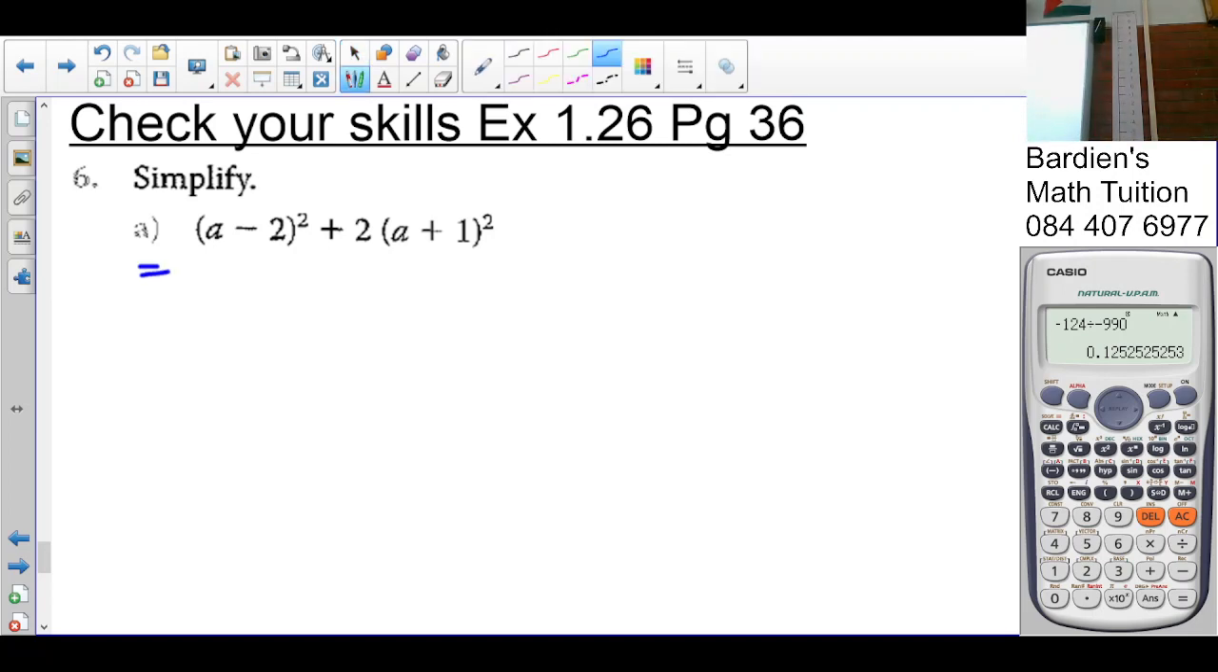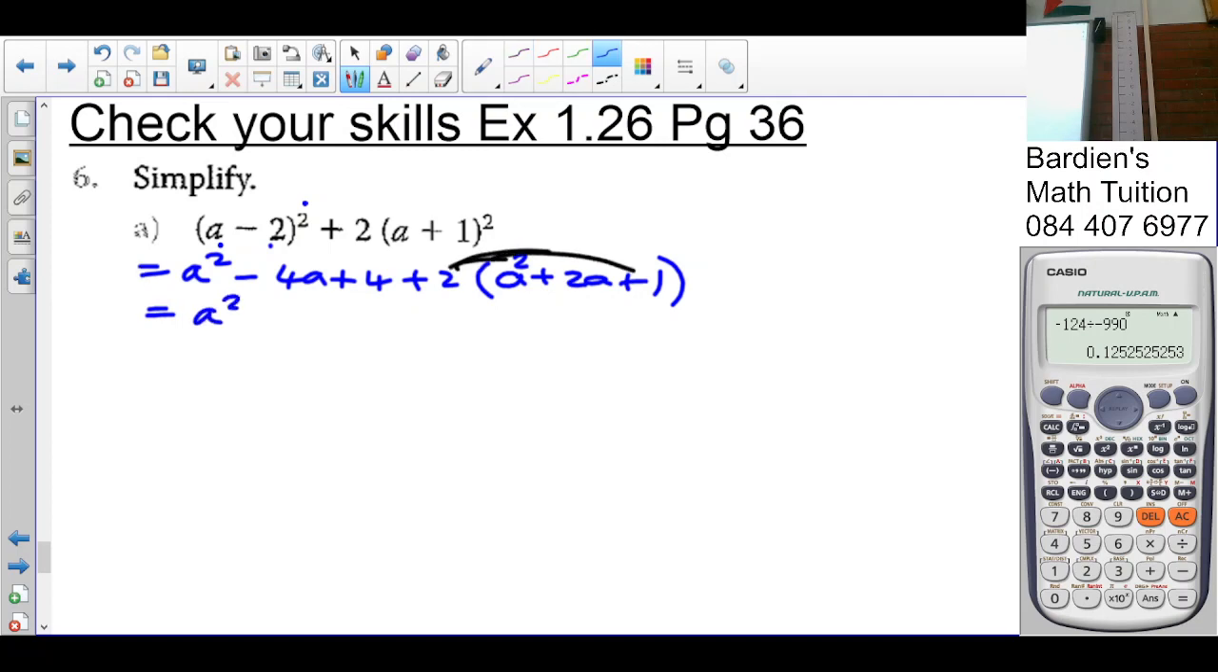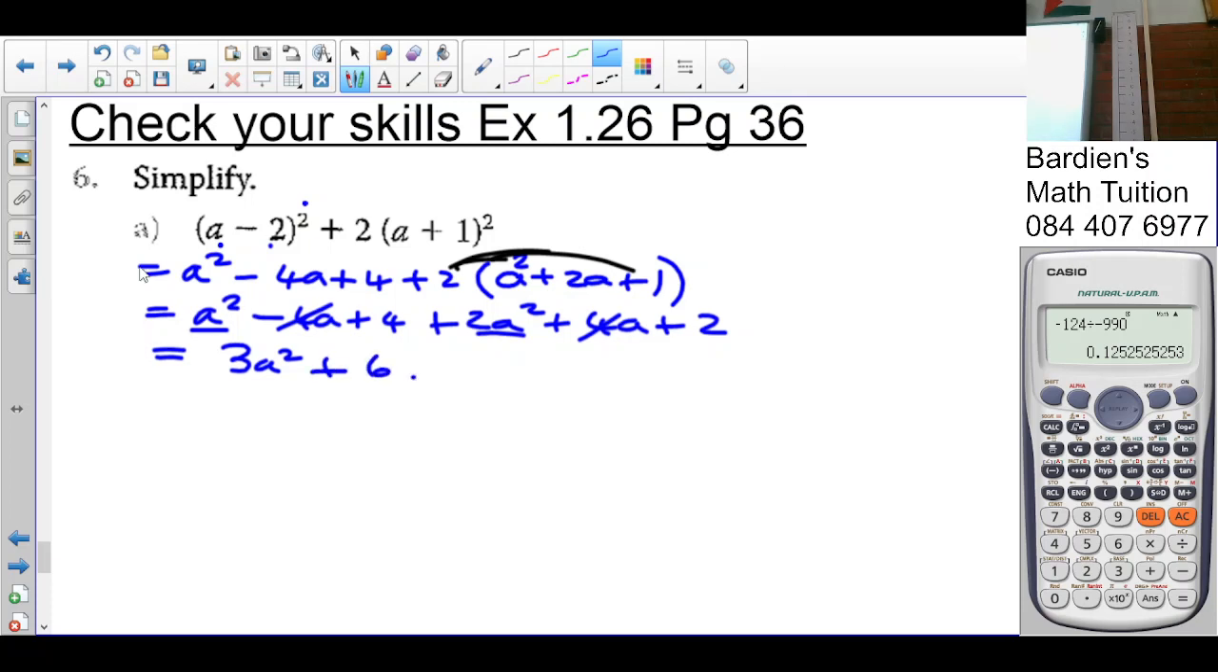People, first term, there's a binomial squared. The first term squared is what? A squared. That times 2. It's negative 4A plus 4. Plus 2 into A squared plus 2A plus 1. Now what? Times the 2A. So you're going to get A squared minus 4A plus 4, plus 2A squared plus 4A plus 2. Now what? It's going to give us 3A squared. That cancels. Plus 6.